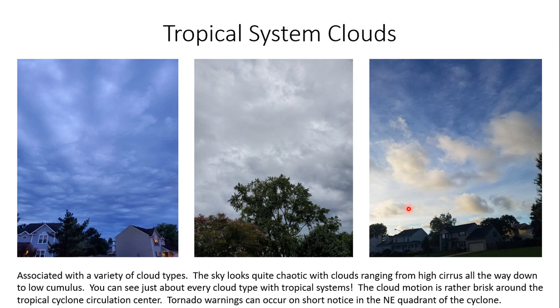So you can get a wide variety of cloud types in tropical systems. When I see a wide variety of cloud types like this, and the low clouds seem to be moving rather quickly, that is an indicator to me that there's a tropical system off in the distance, not too far.